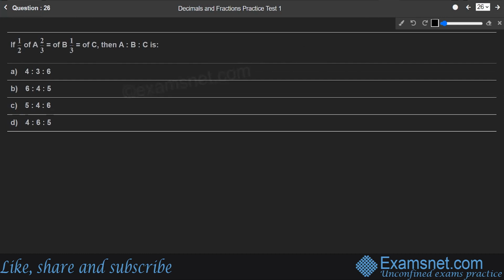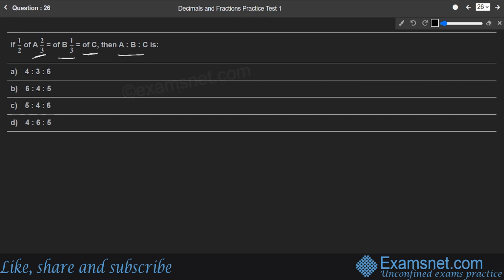Now, 1 by 2 of A equals 2 by 3 of B, equals 1 by 3 of C. So this is the expression given. We are supposed to find out A is to B is to C. So let us try to do it. Okay, the expression is given like that, then we are supposed to find it out. Let us write it down. The question says 1 by 2 of A equals 2 by 3 of B equals 1 by 3 of C. Then A is to B is to C is what we are supposed to find out.